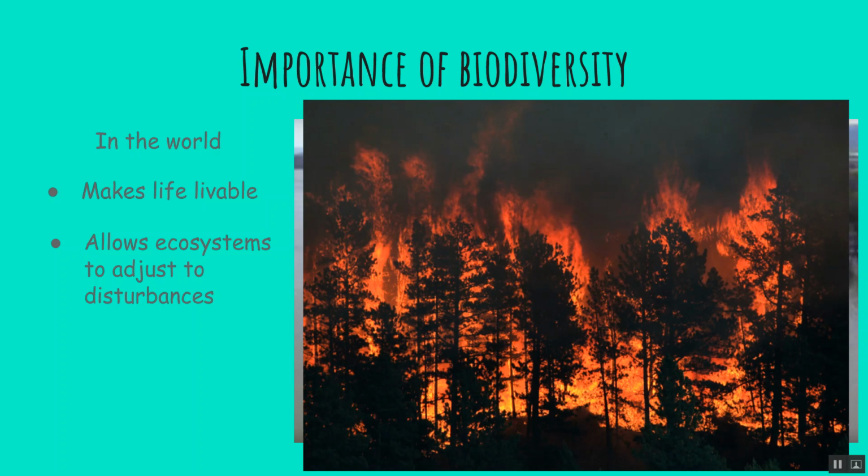So for example, if we had a forest with only one snake in it, that would do a lot of damage after a fire. But if we had a forest with 20 different types of snakes, where they may have more adaptations or advantages for living in that area, that's going to give that forest a better chance to adjust and rebuild itself over time.